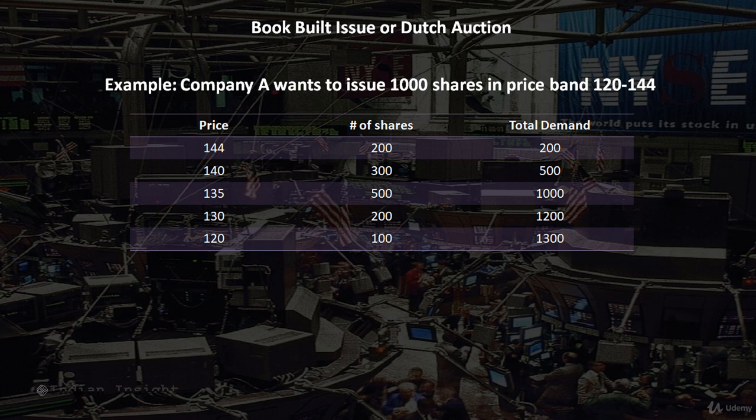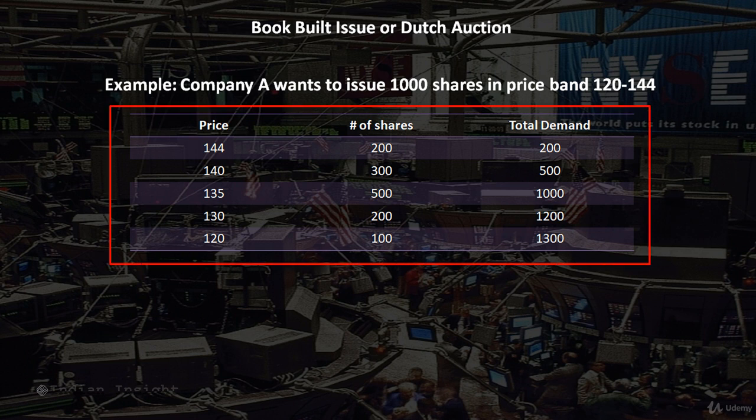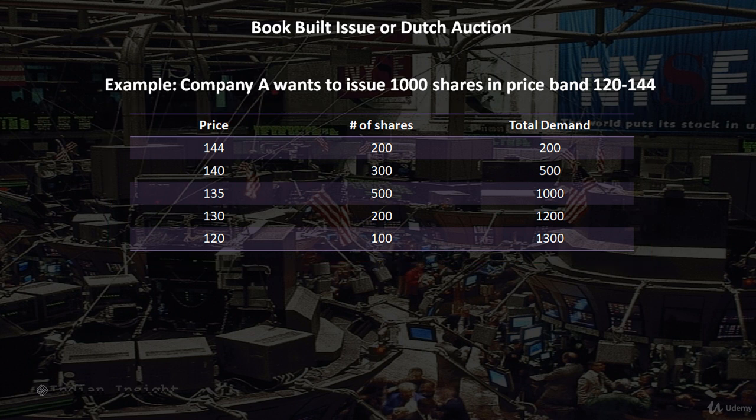Let's assume that the company has received all these bids. The company would start by sorting the bids from highest to lowest. It would start by allocating shares to the highest bidder first and then progressively moves down until all the shares that need to be sold are allocated. So in this example, first the company allots 200 shares to the bidder with the bid price of 144. Since the company intends to sell 1000 shares, it still has 800 shares left.